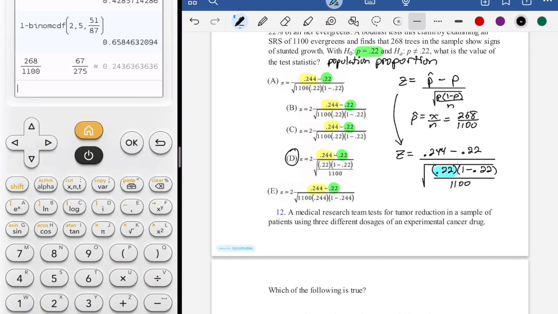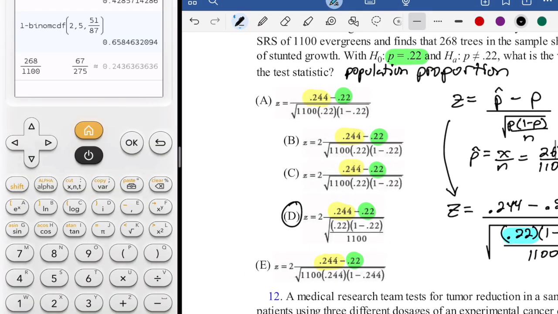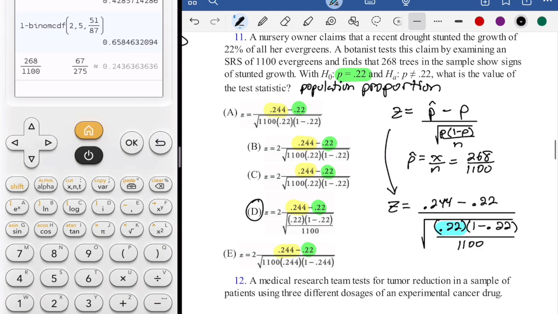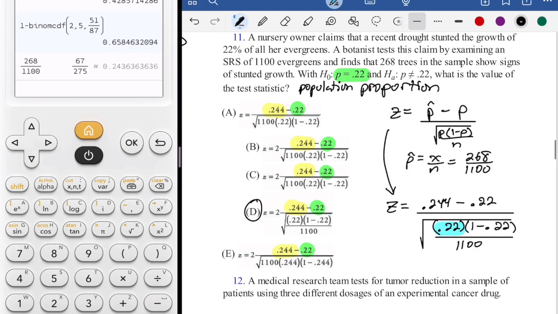So D it is. I look at it, there's definitely some typos in here. I'm not really sure where these twos came from, but they really shouldn't be there. I think that's just, no way else to say it, a typo, because this would be the correct formula.